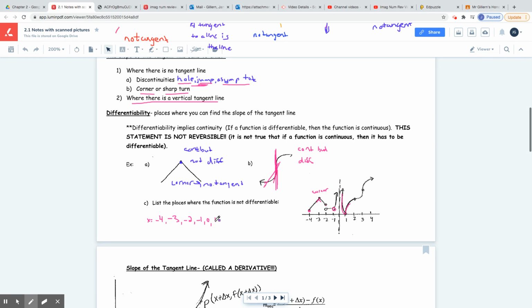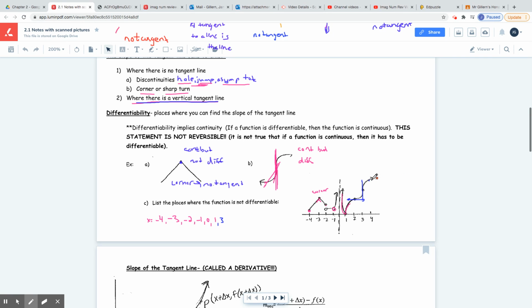What about 2? As I get closer and closer, what kind of line does it look like it's going to be? It's going to be a horizontal tangent. It has a tangent, and it's horizontal, which means it is differentiable, so we don't list it. Now, 3 is going to be more of a vertical line. A vertical line is a tangent line, but it doesn't have a slope, so it can't be differentiable, so we have to list it there.